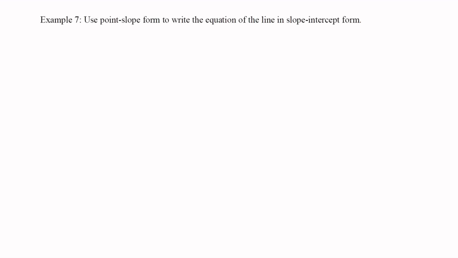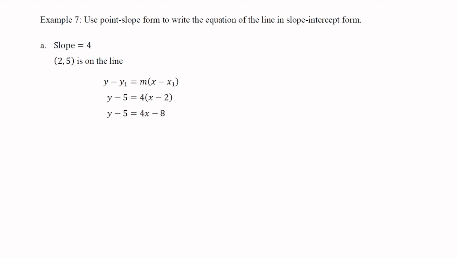Now let's use point-slope form to write the equation of the line in slope-intercept form when given the slope and a specific point. So again, we have our x1, y1 from the point, so we plug that into those two items. The slope goes in for your m, as always. We distribute the 4 on the right-hand side, so we get 4x minus 8, and then we add 5 to each side to give us y equals 4x minus 3.